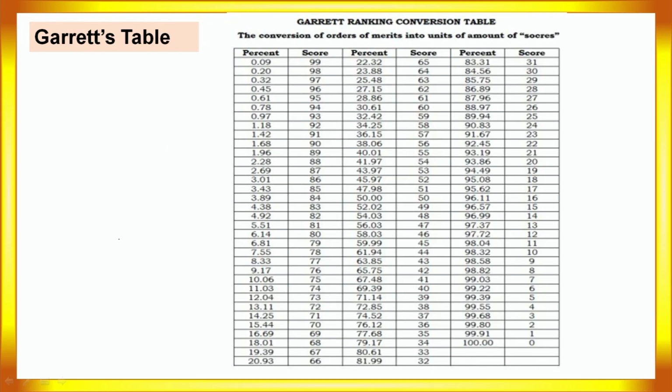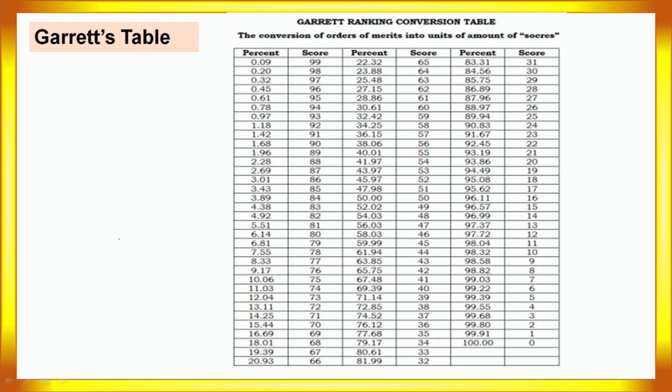Here I gave one screenshot of the Garrett table. You can find it at the last of most research books, towards the end of the book, where you generally find a number of tables. Sometimes this Garrett table is also included in books on social science.